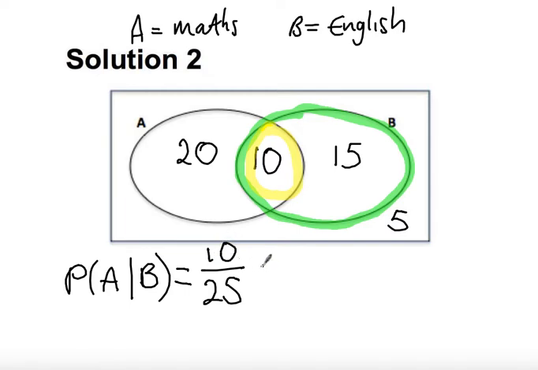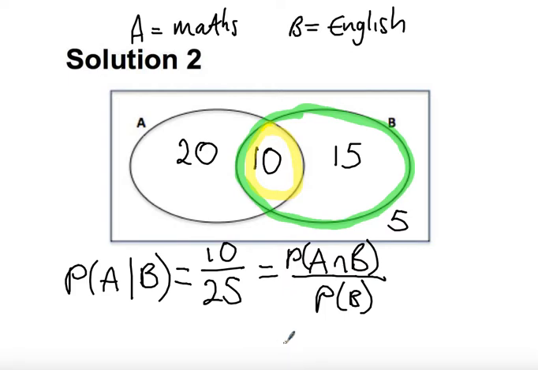out of 25. And again, as a matter of interest, this whole area that I've highlighted in green was the probability of B, so the probability of that event that has happened, and the probability on the top is the intersect of A and B. Okay, hope that all makes sense so far.